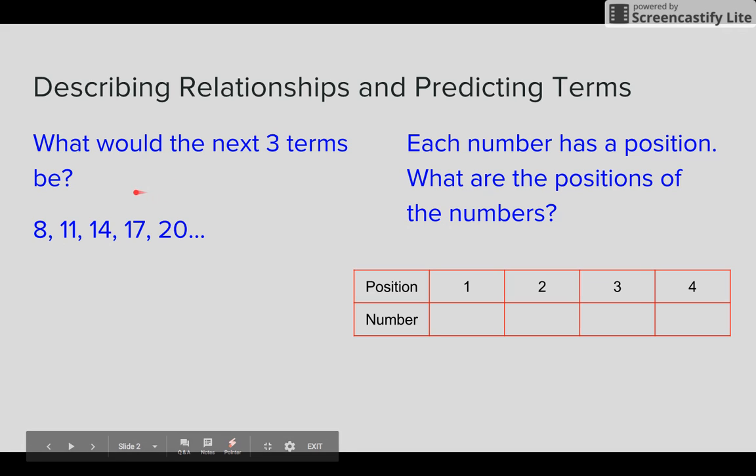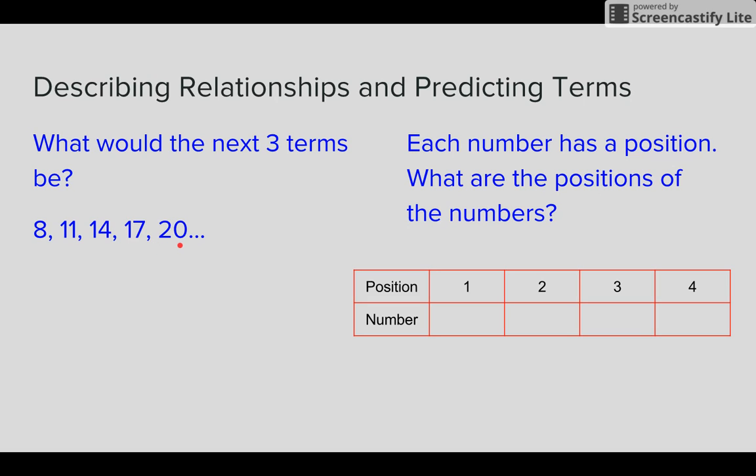So what would the next three terms be if we had the numbers 8, 11, 14, 17, and 20? Well, if I look through these numbers, I can see that from 8 to 11, I'm adding 3. From 11 to 14, I'm adding 3. From 14 to 17, I'm adding 3, and that's going to keep continuing. So I look for the next three terms.